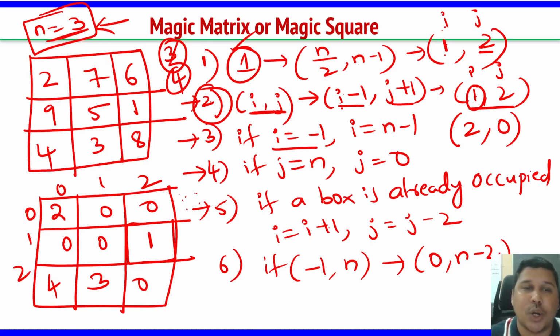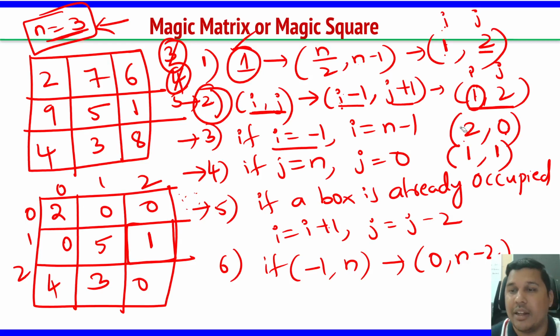Again go back to second rule. What is second rule? If the previous box was filled at 2 comma 0, then the new box should be filled at I minus 1, that is 2 minus 1, so 1 comma j plus 1, that is 0 plus 1. So 1 comma 1. Now I have to fill the number 5, because 4 is over. I have to fill number 5 at 1 comma 1 location. Where is 1 comma 1? Here. You place 5.